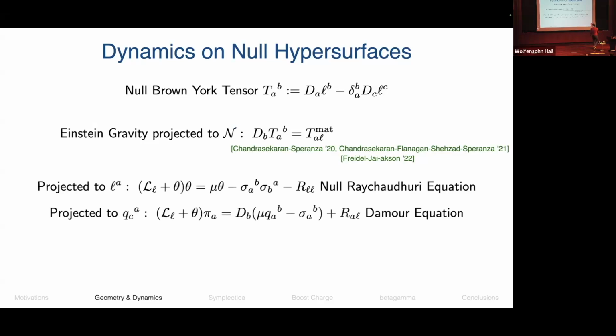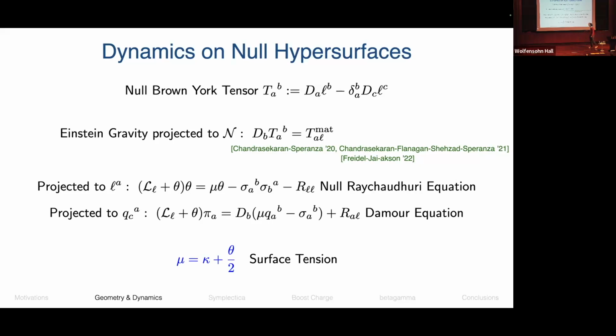Okay, and in particular, if I project along L and orthogonal to L, these constraints split in two. The projected to L part is the null Raychaudhuri equation, the celebrated null Raychaudhuri equation, and the orthogonal to L is the Damour equation, written here, which are evolutionary equations, therefore, for theta and pi. I introduce a new quantity here, mu. Mu is this particular combination of the inaffinity and expansion. It is called surface tension, and it is a very important ingredient in our theory that will appear throughout the talk.